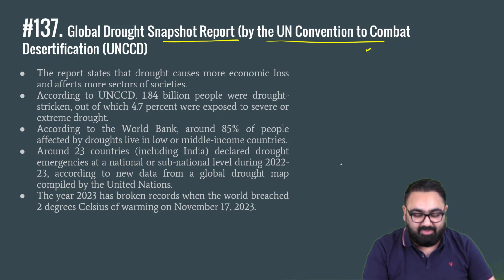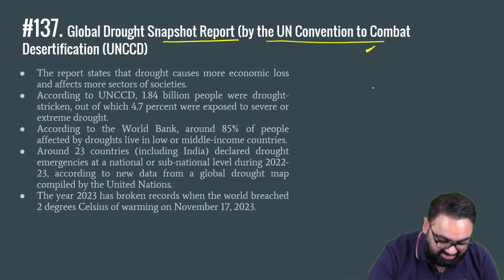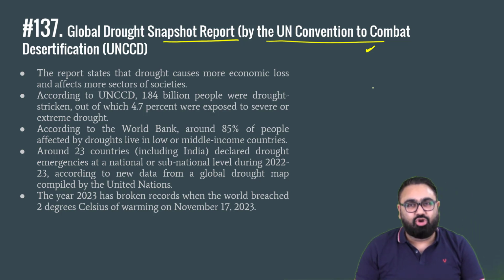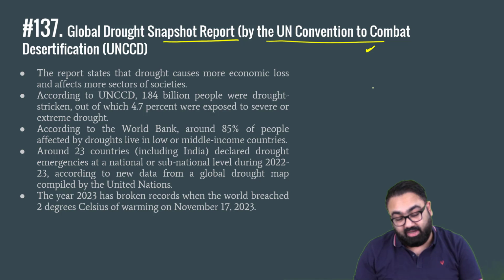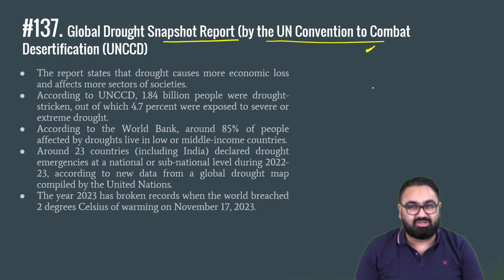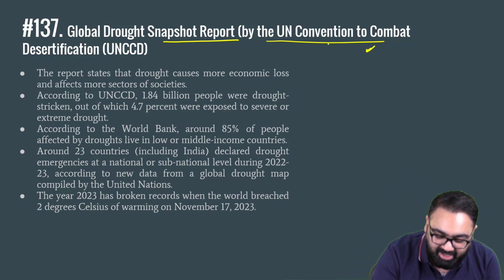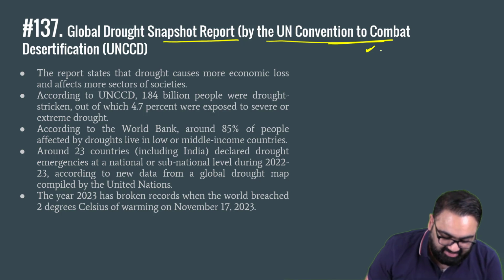It's a report published by the UN Convention to Combat Desertification. As you know, more and more area around the entire world is turning into deserts. When an area turns into desert, it means it is not appropriate for agriculture, and it's not appropriate for sustainable life as well. That is why there have been efforts around the world led by the UN to control and curtail this problem of desertification.